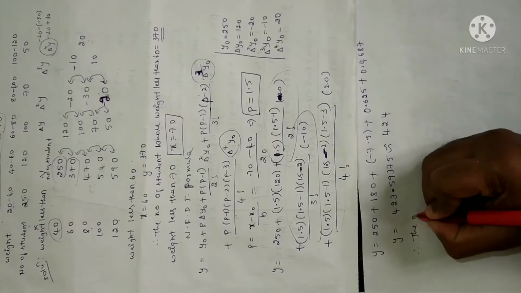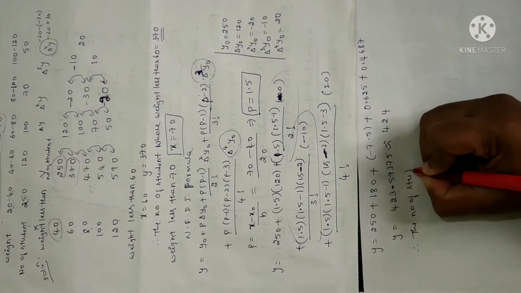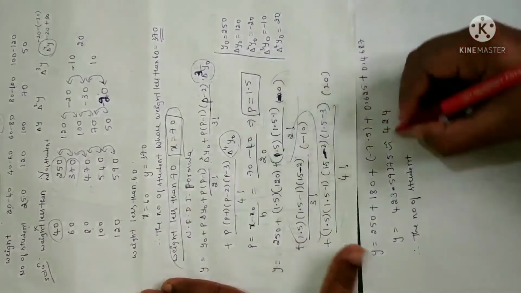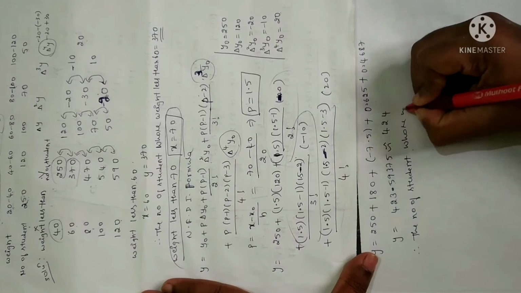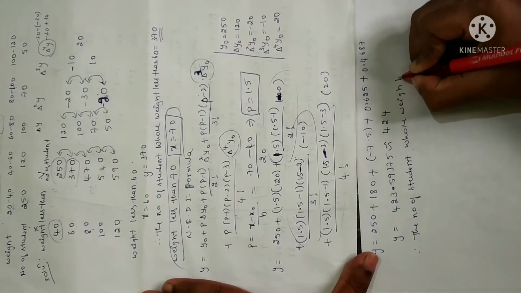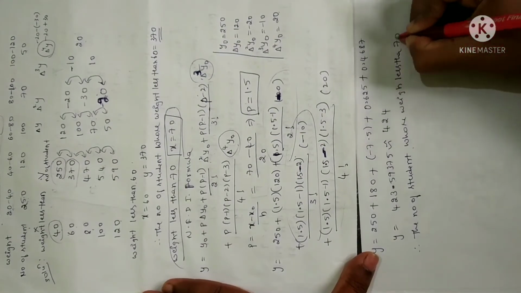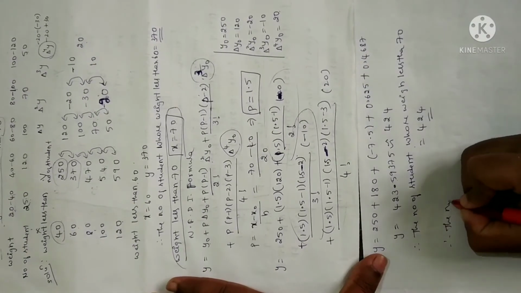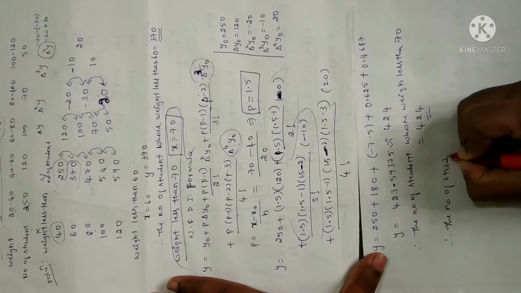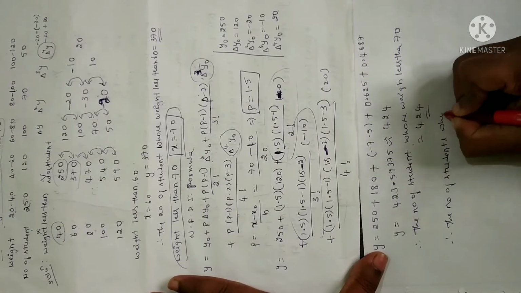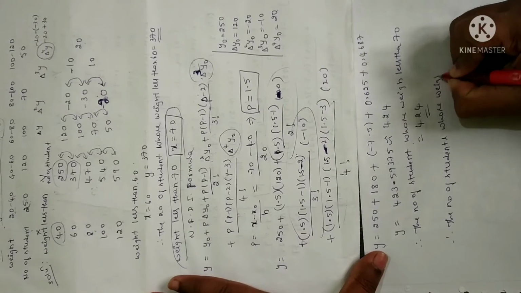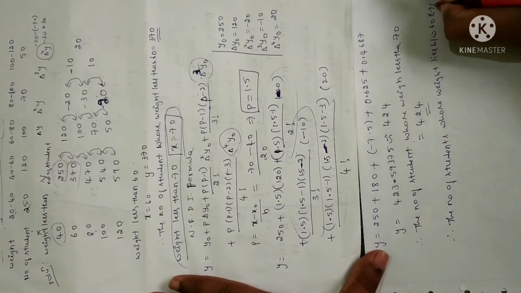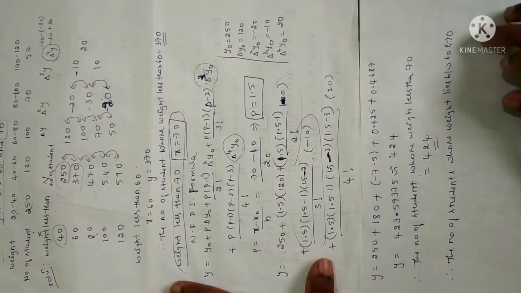I'll just write one statement. Therefore, the number of students whose weight is less than 70 is 424 members. Now we have to calculate the number of students whose weight lies between 60 and 70.